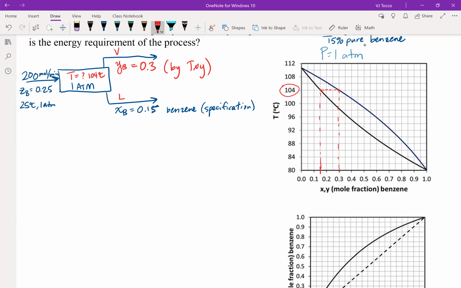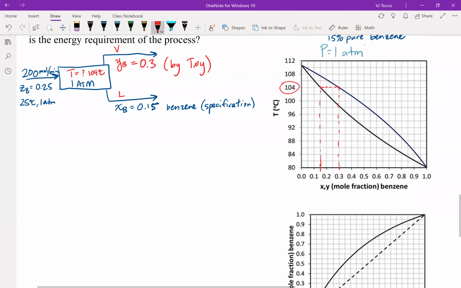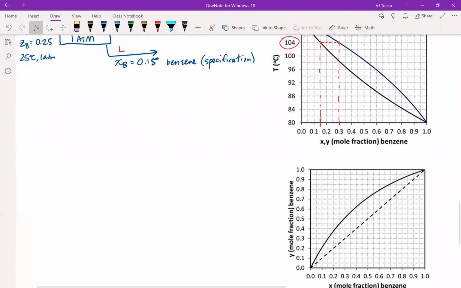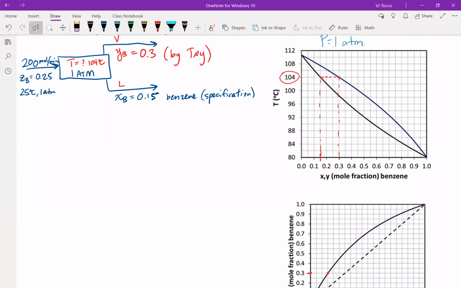So I know that my YB and my XB have to be on the equilibrium curve because they are coming off of a stage. Therefore, I have to find that point. The point that corresponds is YB of 0.3, XB of 0.15. This is there.